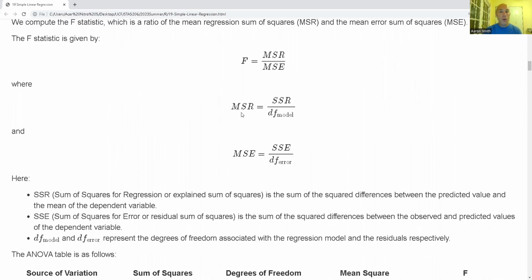And so mean squares regression is my sum of squares regression divided by the degrees of freedom of the model. Mean squared error is my sum of squares error, the difference between model value and observed value, divided by degrees of freedom for the error.